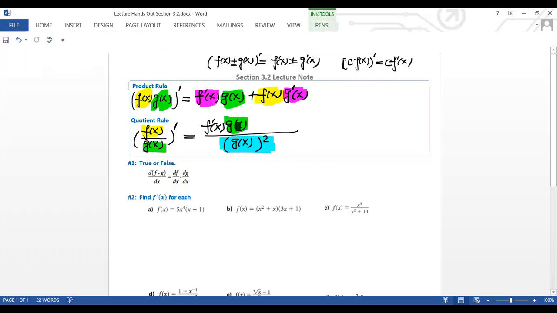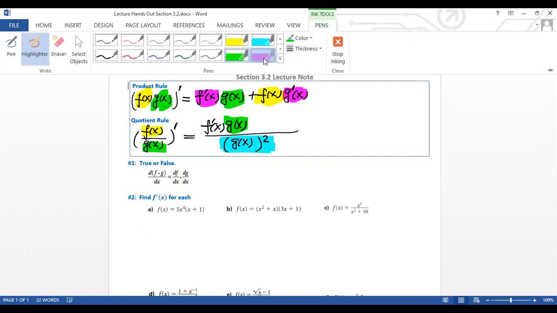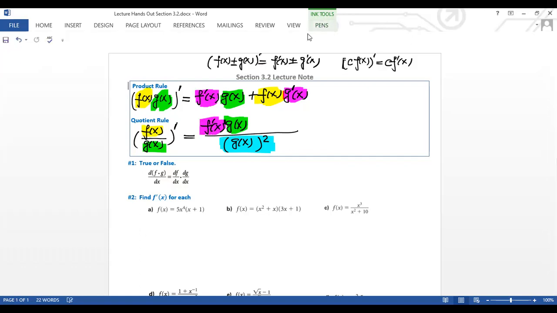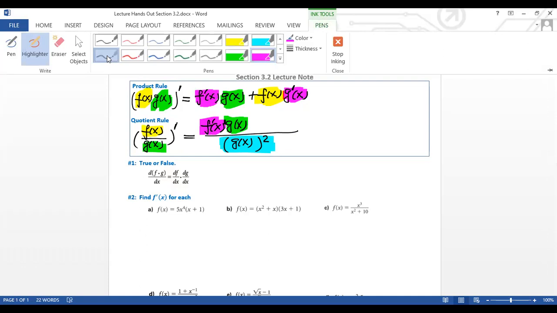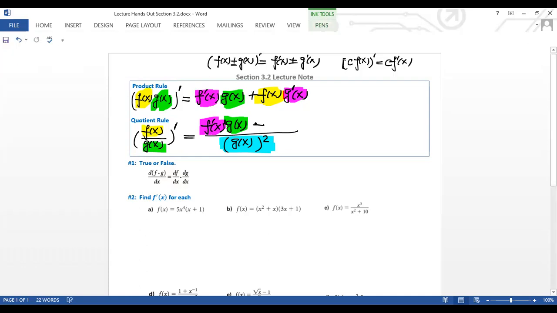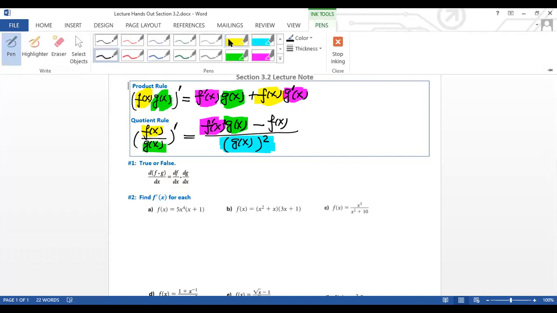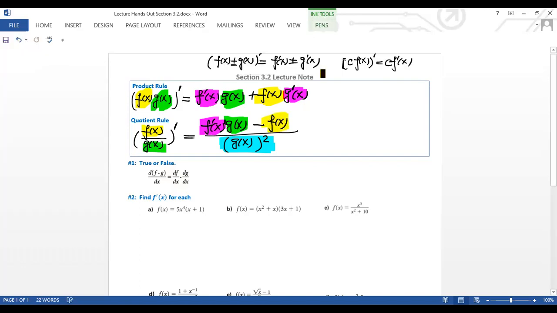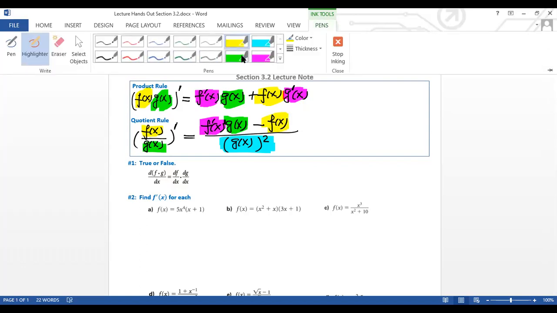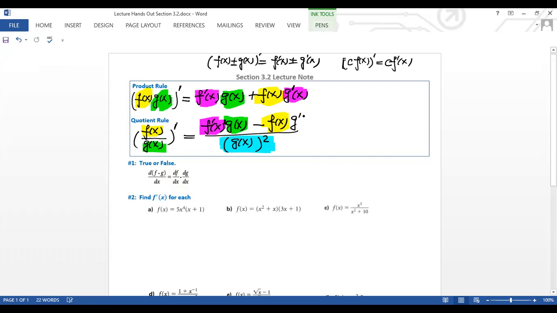So that's g(x) still. The one you take the derivative of is the purple color. And then in here, instead of plus, you minus, right? So you minus, you hold the top, nothing changes. So hold the top here, and then you take the derivative of the bottom.